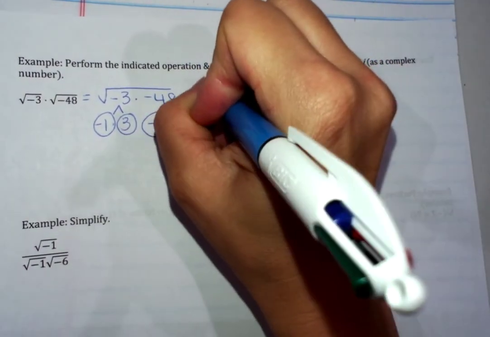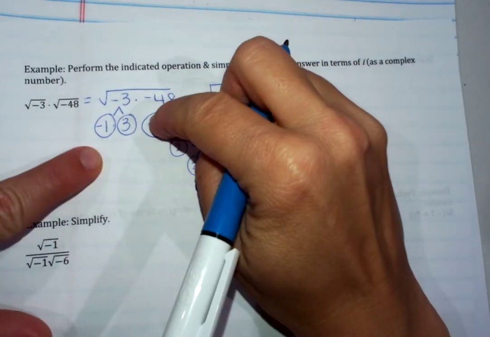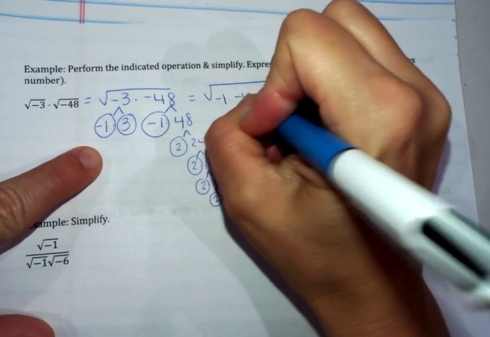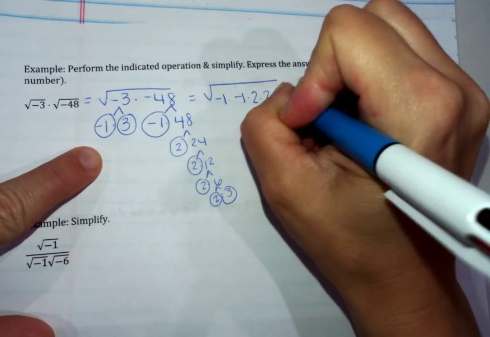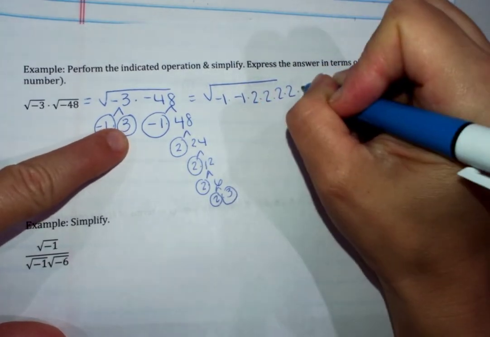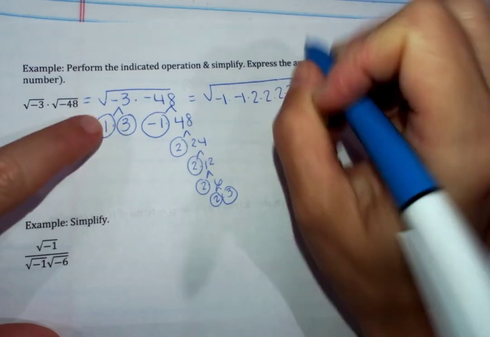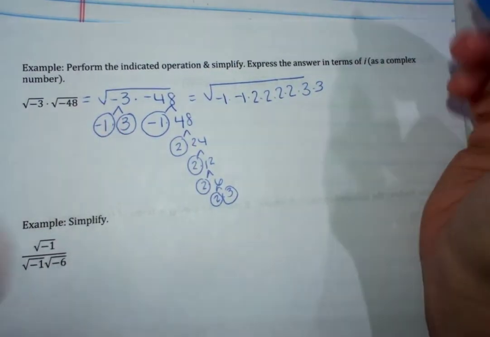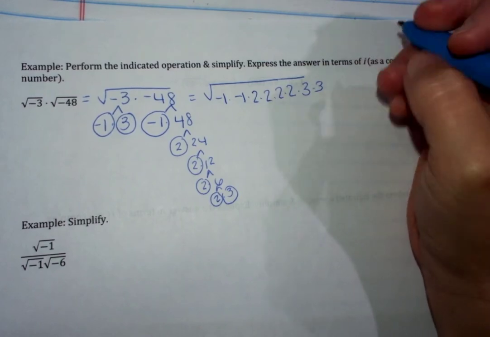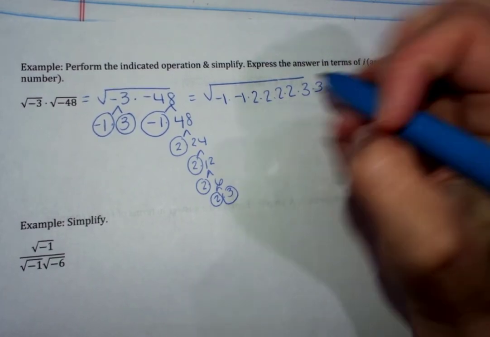So that means underneath my square root, I have 2 -1s. I have 1, 2, 3, 4 2s. And then I have my 2 3s. All underneath the radical. It's the square root, so we're looking for 2 of a kind.